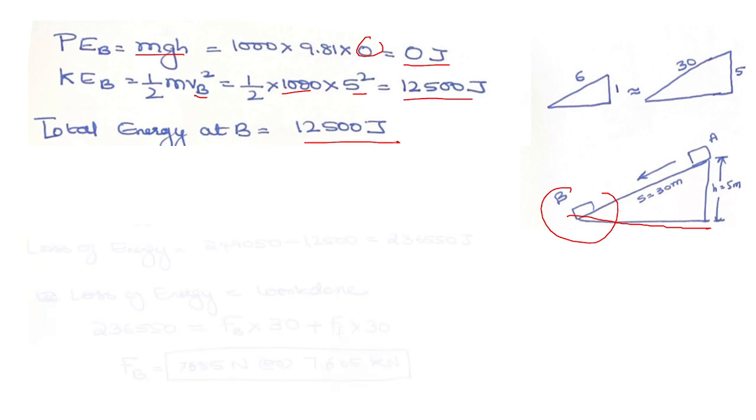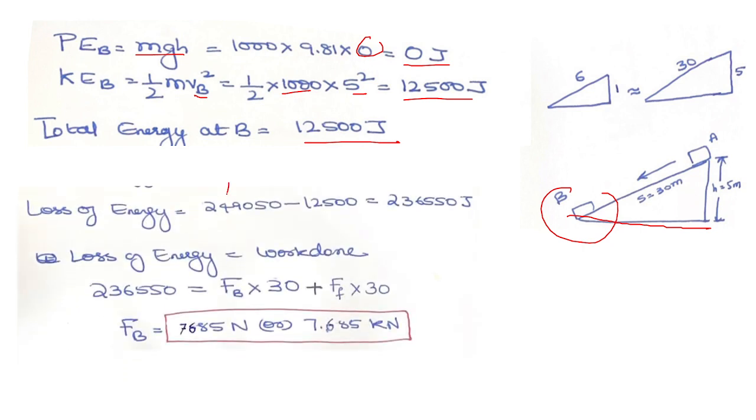Now we deduct the energy at A and B. This will be the net energy, or the loss of energy. Now this loss of energy is just equal to the work done. What is the work done? Braking force multiplied by its distance. Now that work is equal to force times distance. Braking force and then distance, which is 30.